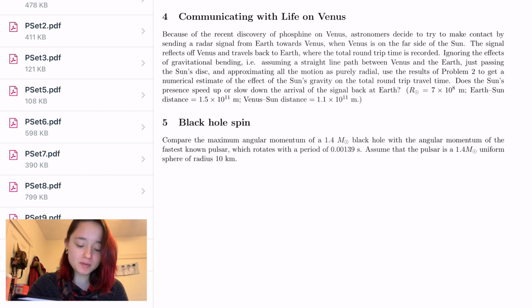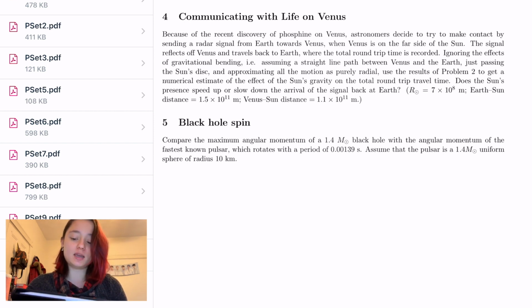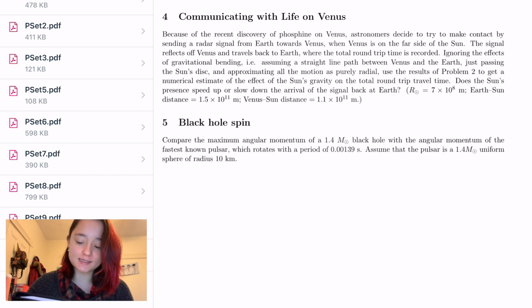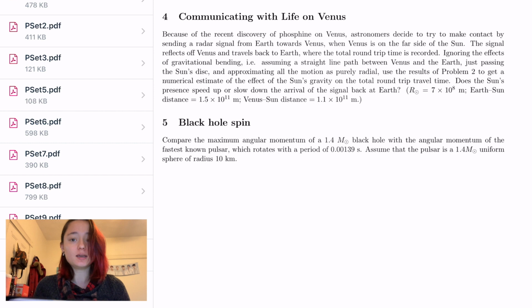Okay, and the last problem, black hole spin. Compare the maximum angular momentum of a 1.4 solar mass black hole with the angular momentum of the fastest known pulsar, which rotates with a period of 0.00139 seconds. So yeah, they don't give you any equations or anything. You have to either recall back to previous lectures or lecture notes, or logic your way through the problem.